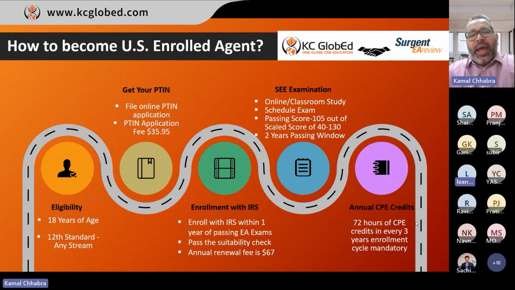Then, parallelly, you will be studying and you need to sit for exams 1, 2 and 3. Once you pass all three exams, you will get the certificate as well as the license. A very simple process: taking admission, starting the study, and we help you apply for the PTIN. Once you are done with a particular exam, we help you fill the examination form, and you sit for the exam. Once you pass all three exams, you get the certificate and license.